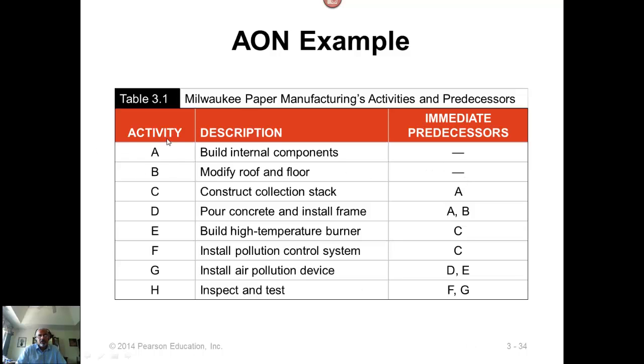So here there are two activities with no predecessors. So both A and B can begin at the beginning of the project. Then once A is done, C can begin. D can begin only after both A and B are done. Now E can begin after C, and F also can begin after C. Now G can begin after D and E, and H can begin after F and G. Now H is the only activity that is not a predecessor, so H is the last activity.